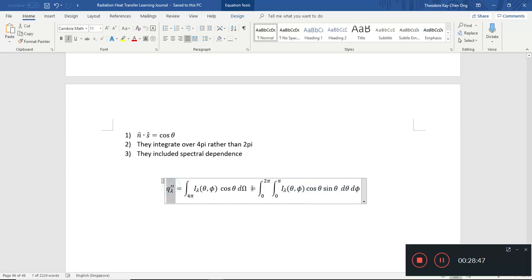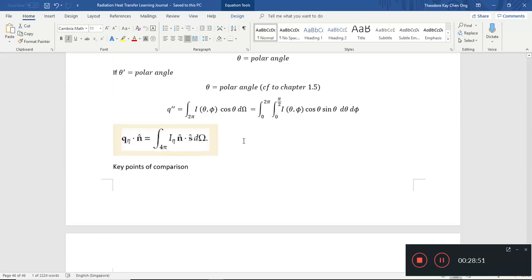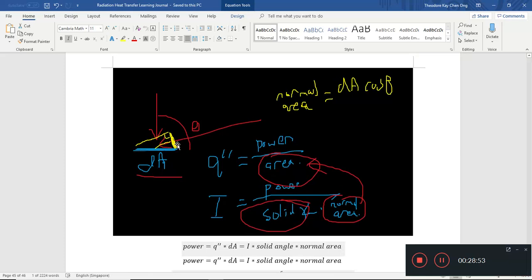And remember, we don't integrate across 2 pi only, we integrate across 4 pi because we want to consider not just one side of things, not just the top side, we also want to consider the bottom side, so we have the net heat flux.